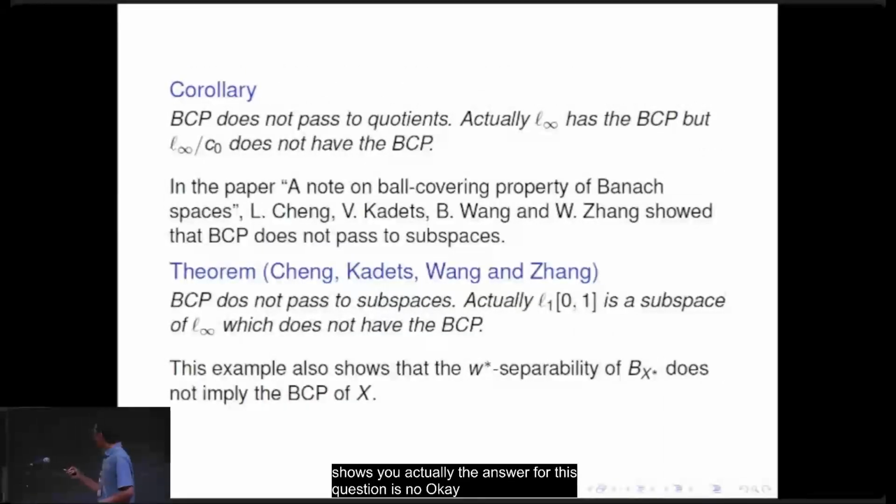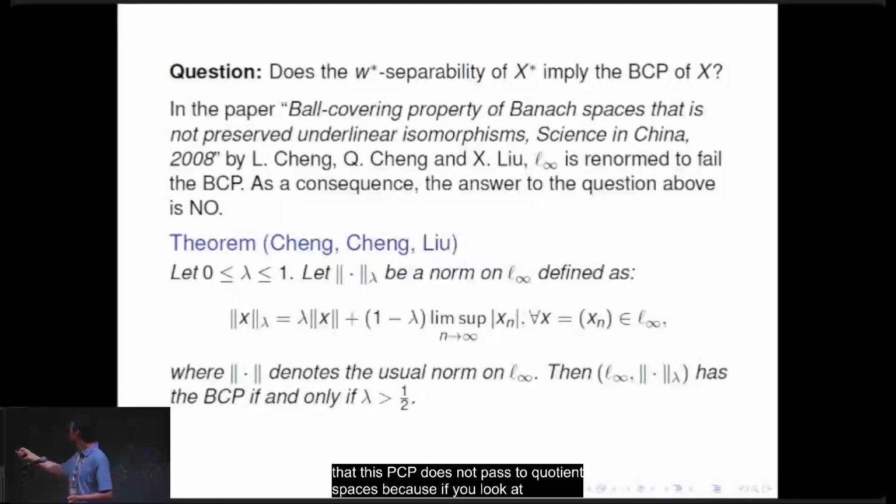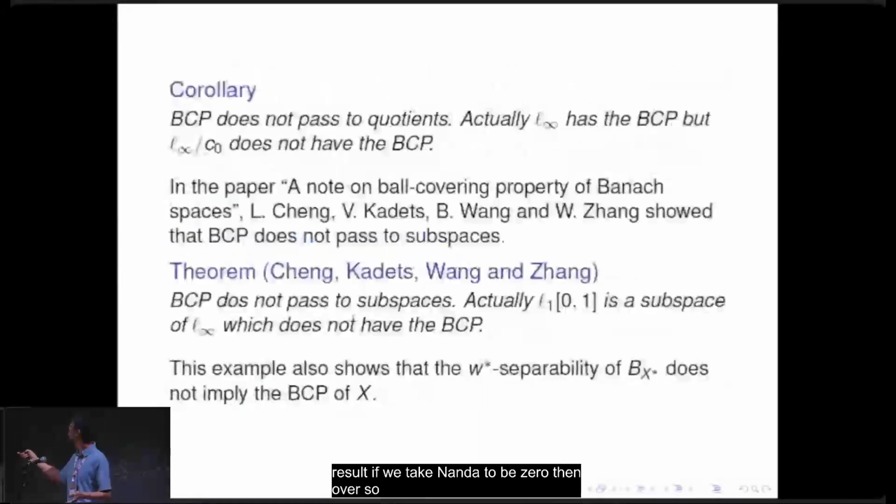The result also tells you that the BCP does not pass to quotient spaces. If we take lambda to be 0, then this norm is just the lim sup of the coordinates, which is just the quotient norm over c0. So by this theorem, we get that the space l infinity over c0 does not have the ball covering property. So the ball covering property does not pass to quotient spaces.